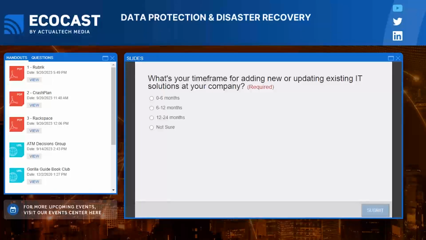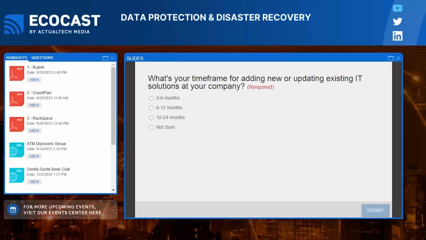Before we get into it, we have a quick question for all of you. What is your time frame for adding new or updating existing IT solutions at your company? So are you thinking short-term? Are you thinking long-term? What is the urgency of the needs that you have?